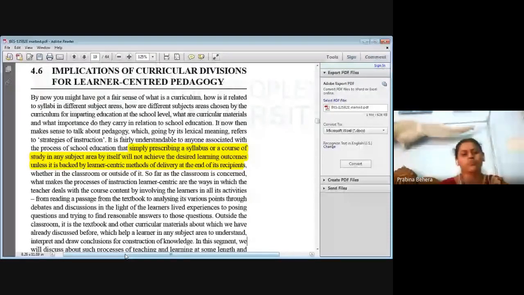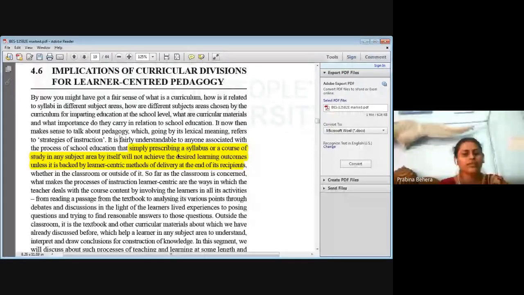Now learning is very much important. Not teacher, not learner, but learning is very much important, because learning is that which makes learning meaningful, which helps the learner realize how to use that learning concept at different stages in the adverse situation. So learning is very much important now. Here learner centered pedagogy is given.